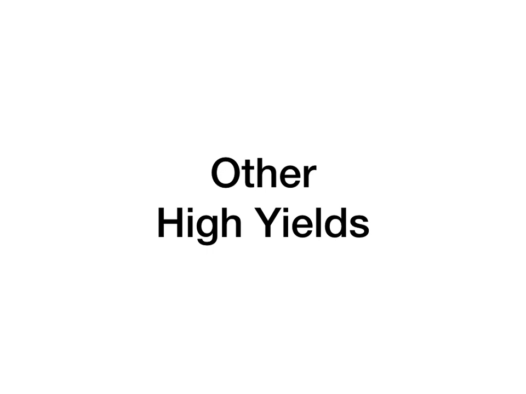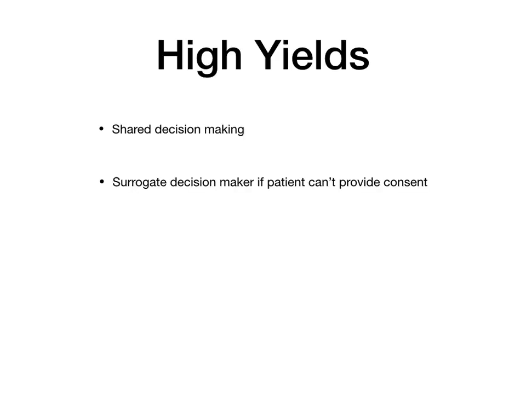Let's wrap up by talking about a couple other quick high yields, and we'll do one more practice question. Basically, with the informed consent process, you want to make this a shared decision-making, collaborative kind of environment. If you get a question about what kind of mood or environment you want to set, look for the words shared decision-making or collaboration. I know it sounds ridiculous, but it has shown up.